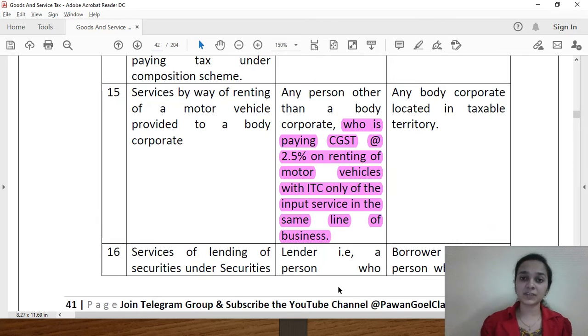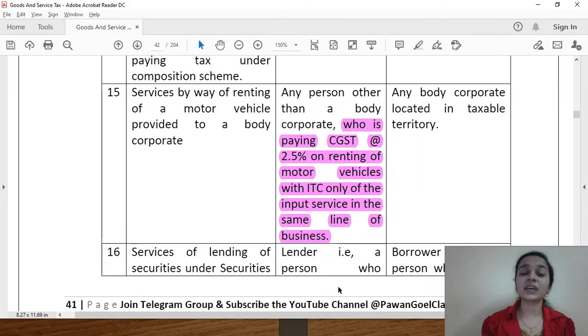Which means what? Say for example, there's a person Mr. A who is renting motor vehicles, and he's rented say a car to a person Mr. B, and this car he has rented from another person Mr. C. Matlab C has given a car on rent to A, and A has given a car on rent to B. So here this person Mr. A, he is a supplier who is receiving input service of a similar kind, or rather I would say of the same line of business.